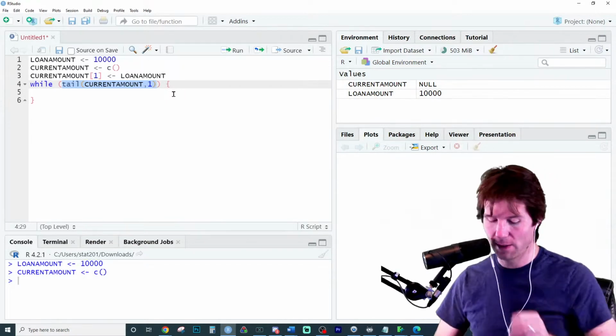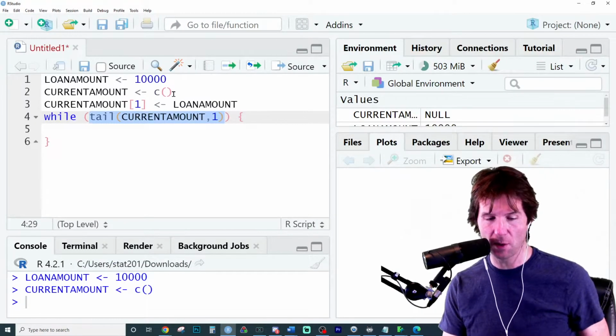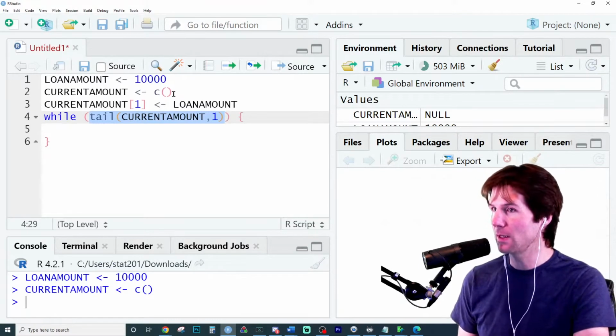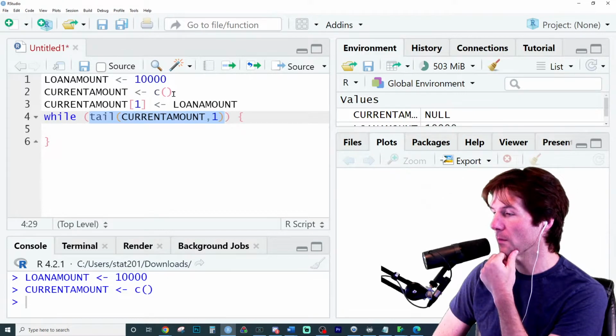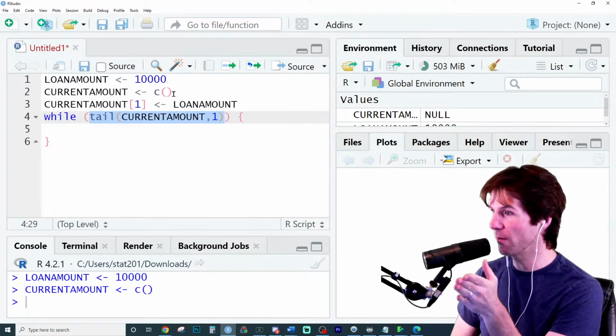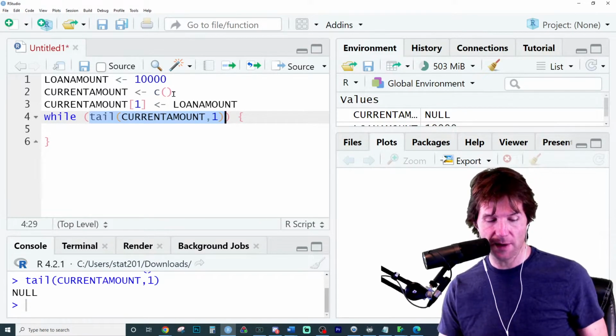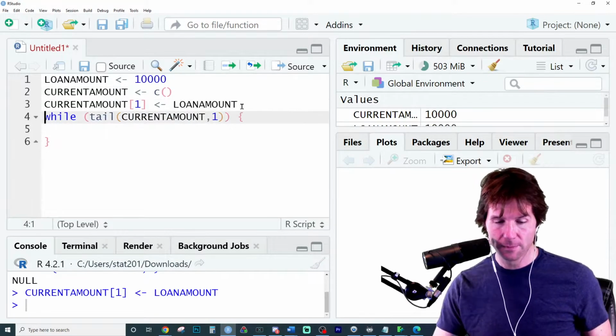What does that find right there? Lines 474, 475. What does the code I've highlighted find for you? It says tail current amount, comma 1. The last number in the current amount vector, right? So while the last value, oh, we don't have anything stored in it.